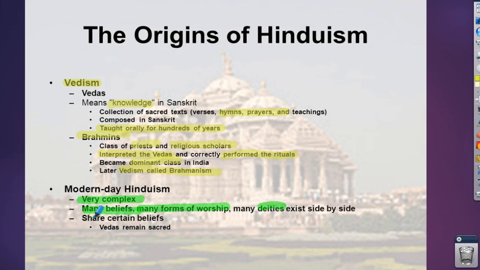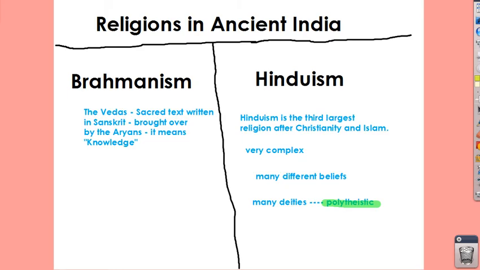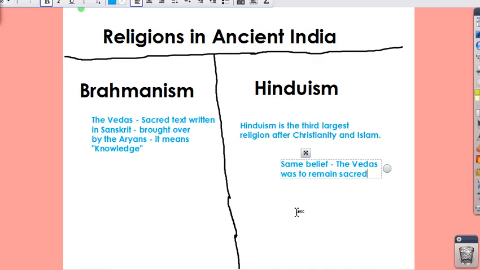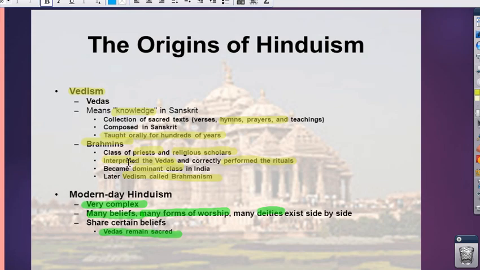They did share certain beliefs. They shared the belief that the Veda was to remain sacred. So we're going to add that one to our T-chart as well. I added that note in. The one thing that they did have a same belief in was that the Vedas were to remain sacred. It was to remain holy. It was to remain the book that they used for their sacred teachings. All right, we're going to flip back to our chart here, moving right along.